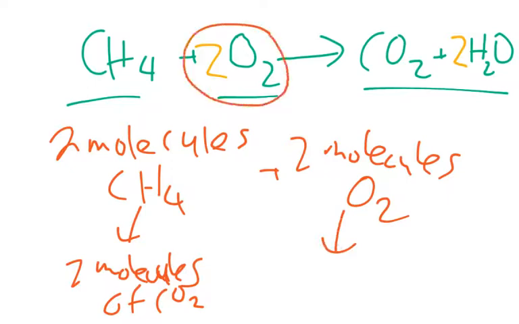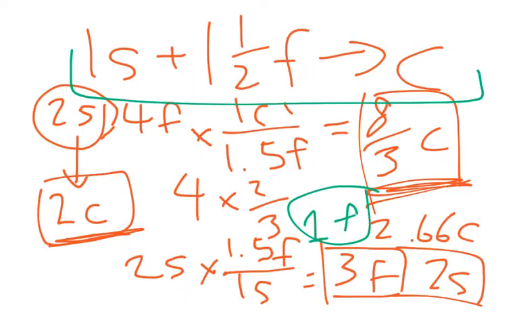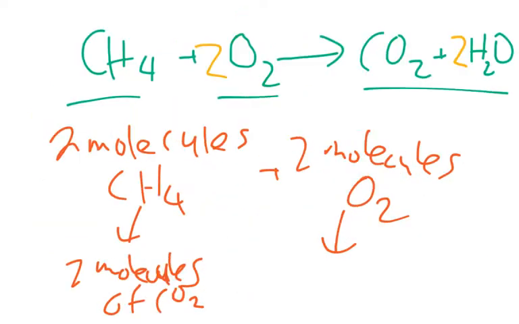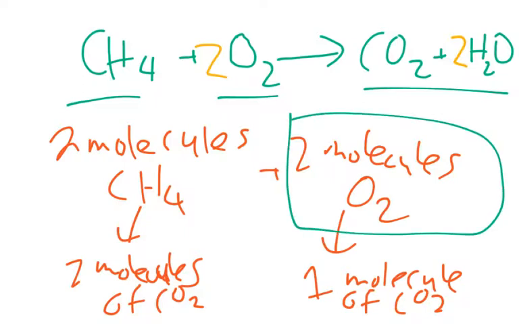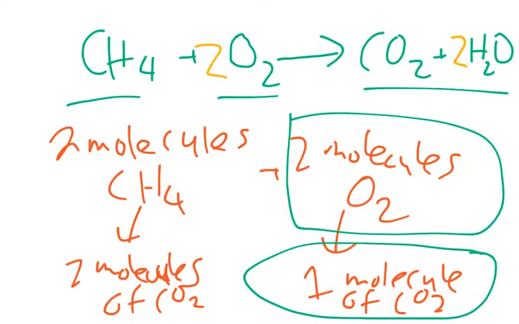Well, for every 2 molecules of O2, we can produce 1 molecule of CO2. So we don't have to do the conversion factor like we did here, because I can just eyeball it and say, oh, 2 molecules of oxygen produce 1 molecule of carbon dioxide. So you can clearly see now which one is our limiting reactant. It is the oxygen gas, since the oxygen gas is the one that's producing the least amount of product, and thus limiting everything else. So in this reaction, we can produce a maximum of 1 molecule of CO2.